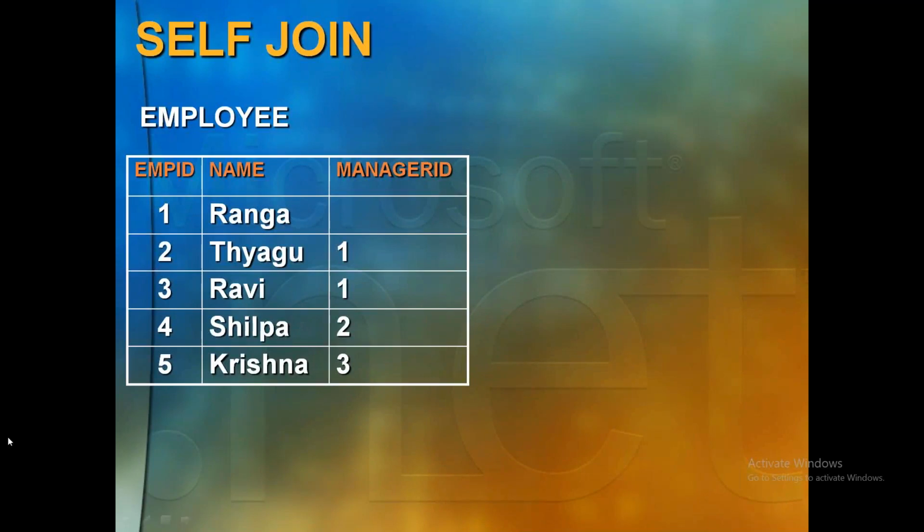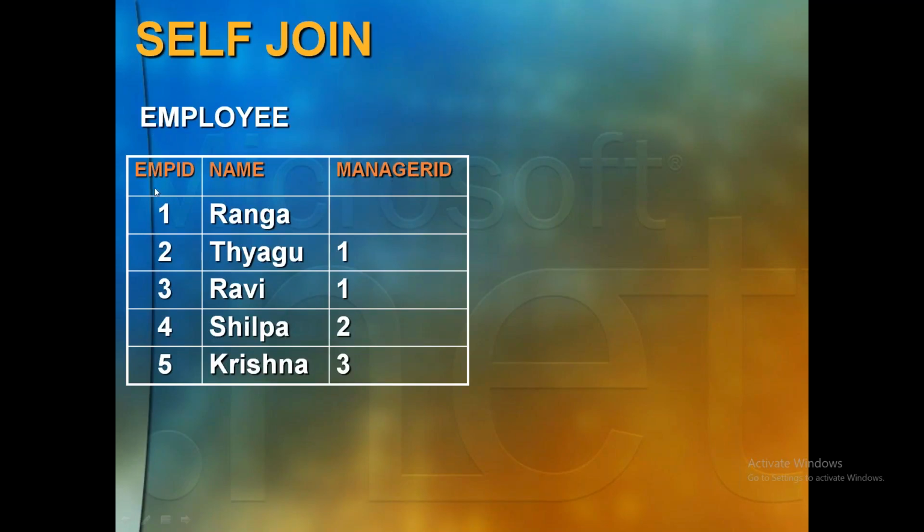I have a table: employee ID, name, and manager ID, right? So manager is also one more employee. So I have this guy. This guy is the CEO of the company. He doesn't have any boss, right? But this guy, second guy, is reporting to the first guy, and the third guy is reporting to again first guy. The fourth guy is reporting to the second guy, and this guy is reporting to this. Clear? So this is the primary key and this is the foreign key.